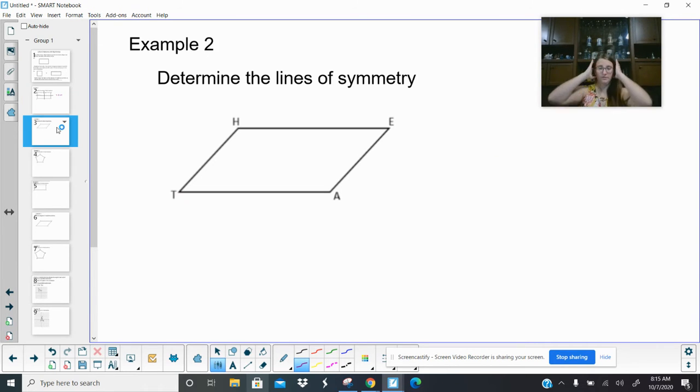Let's go ahead and try this next one. So I want you to try this on your own. Think for a second. And again, you have to think, if I were to fold over this line, would my points fall back on each other? It's kind of hard to visualize. Go ahead and try it.